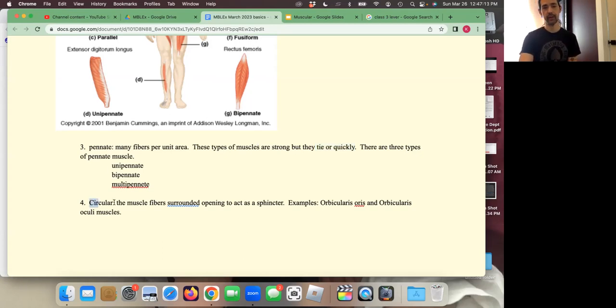And then the circular fibers, they surround an opening to act as a sphincter. A sphincter is anything that opens and closes in a circular fashion. So that's the orbicularis oris and the orbicularis oculi. And the advantage of a sphincter is that it allows for a round-ish shape, right? So for the organ of the eye, that's very important. And for eating, obviously, that's very important too.